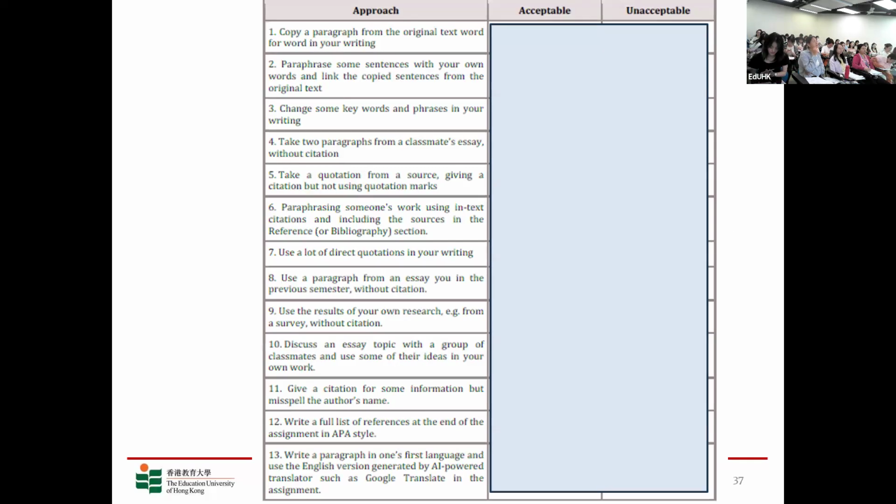Okay, so you would see a list of 13 statements, and then put a tick next to the one you find, okay, it seems acceptable. It seems okay, right? Or unacceptable, right? For a few of them, maybe. Okay, so do it first, and then you can cross check your answers with your classmates later.